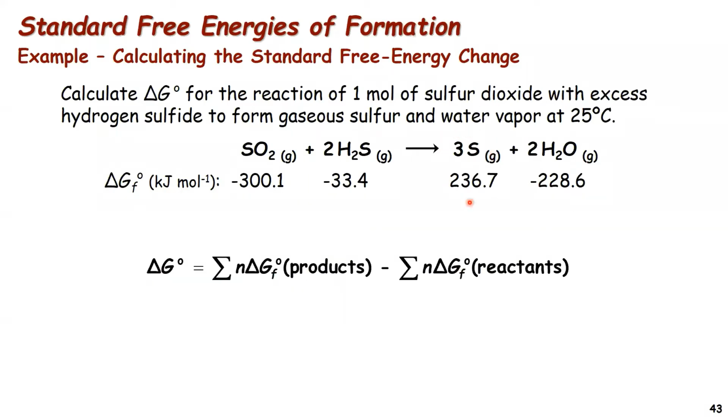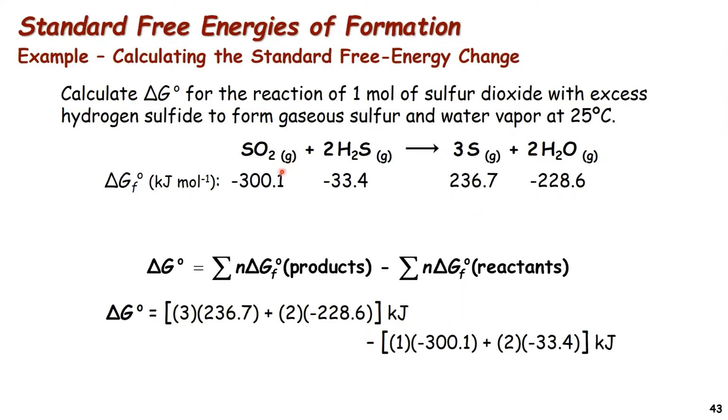So we have the 3 moles of the gaseous sulfur at 236.7 kilojoules per mole times the 3 moles. The moles cancel, and that gives us units of kilojoules. Then the 2 moles of water at negative 228.6 kilojoules per mole. Then we're going to subtract from that the 1 mole of sulfur dioxide at 300.1 kilojoules per mole. So the moles cancel. And then plus the 2 moles of hydrogen sulfide at negative 33.4 kilojoules per mole. Moles again cancel. So that gives us then 619.8 kilojoules.